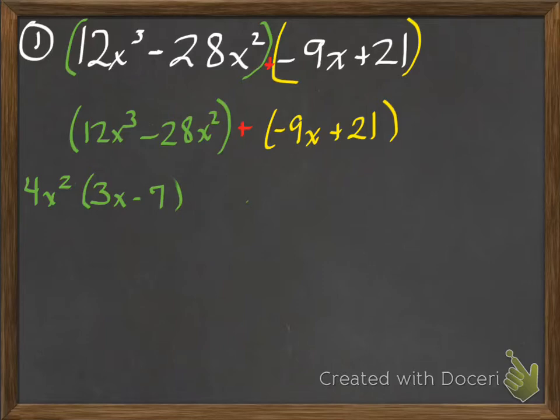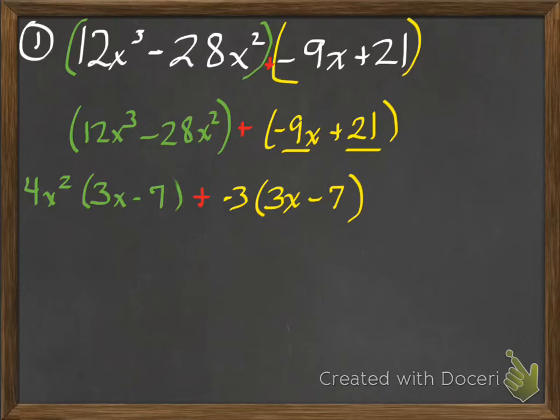In my next parenthesis, I want to factor out something that they share. Now, if your first term is negative, you're going to factor out a negative. So they share a 3, and the first term is negative, so I'm factoring out a negative. So that's basically like me dividing by a negative 3. Negative 9 divided by negative 3 is a positive 3x. Positive 21 divided by negative 3 is a negative 7. And instead of writing negative 7, I write minus 7.